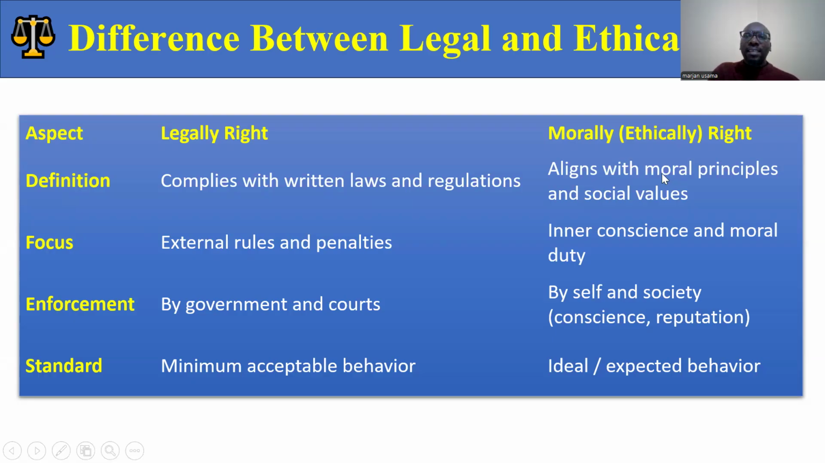But on the flip side, what is morally and ethically right aligns with moral principle and social values. It's something that is fitrian. Those are the behaviors that are accepted by the society. Number two, the focus. When something is legally right, there is the element of external rules. It is not coming from you. The government is enforcing it, and there is a penalty.